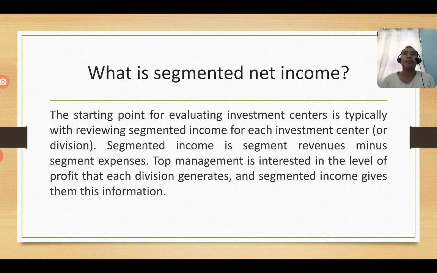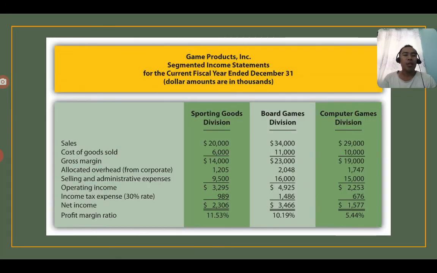There are different measurements of the performance of local managers or the performance of different divisions in a decentralized organization. One is the segmented net income. Here, for Game Products Incorporated, is an example of segmented net income.